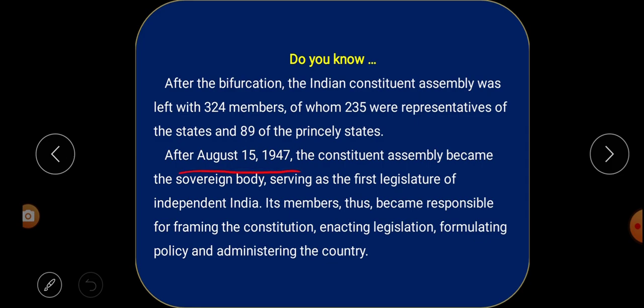Next, after August 15, 1947, the Constituent Assembly became the sovereign body serving as the first legislature of independent India. When India got independence on August 15, 1947, the Constituent Assembly became the sovereign body. What is sovereign? That means a government which is not ruled, controlled or managed by some external force. That means our assembly, our government and our people. So it was serving as the first legislature of independent India.